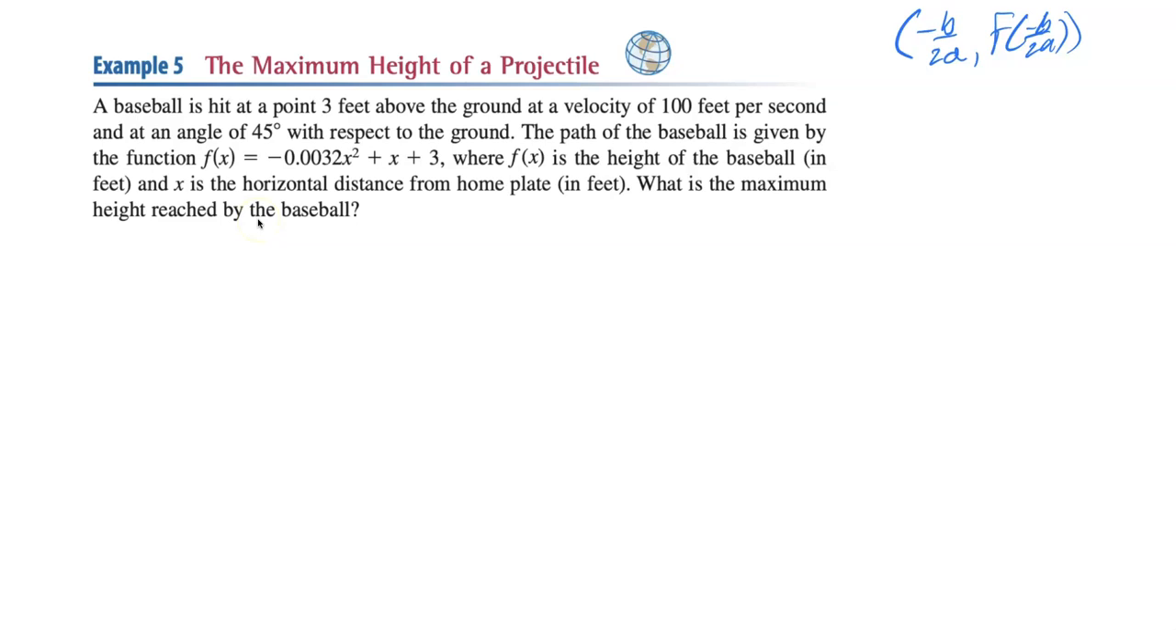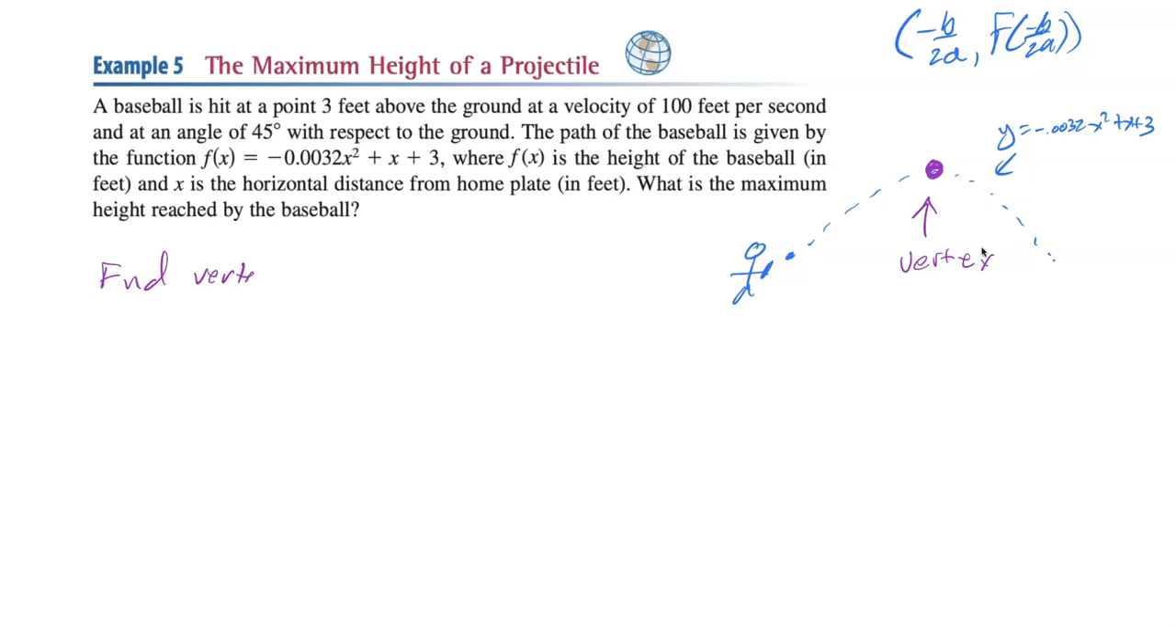So all they're saying is that you have a person here hitting a baseball, and then it goes up like this, then hits the ground. And that equation there is this guy. They want to figure out what the max height of the ball is. Well, if you look at that, that's just the vertex. So we just have to find the vertex, and we know how to do that.